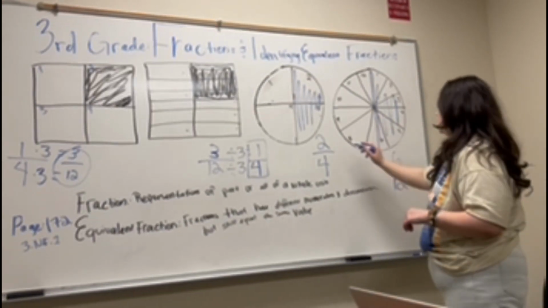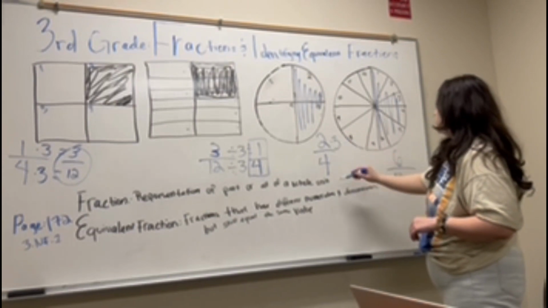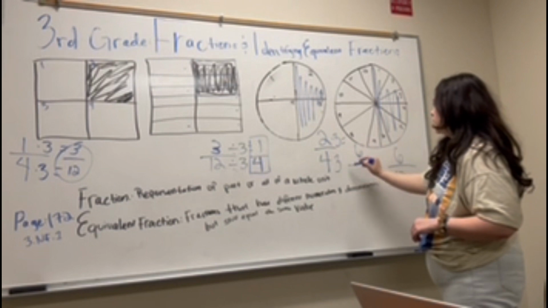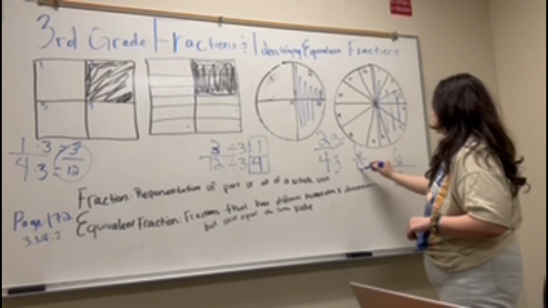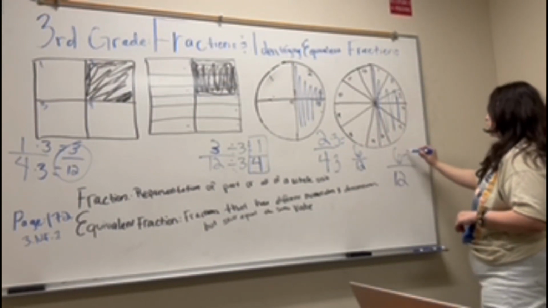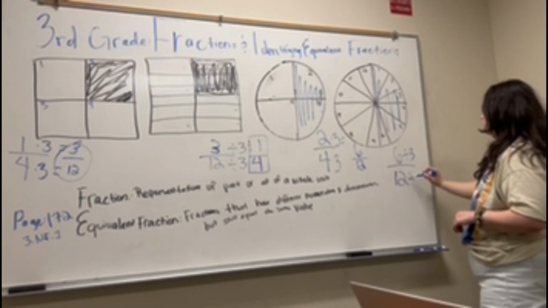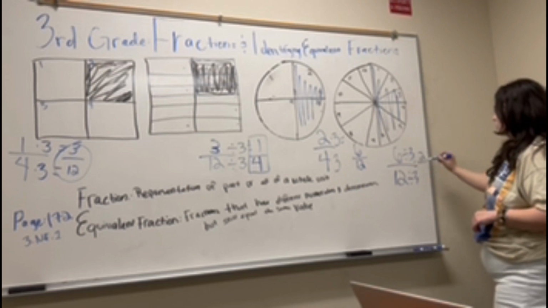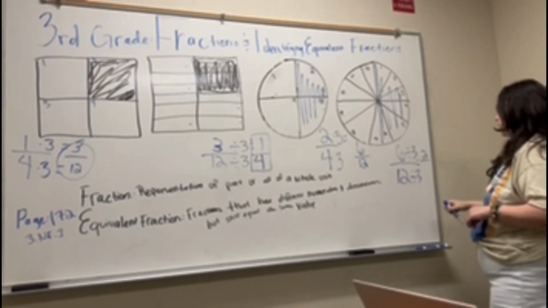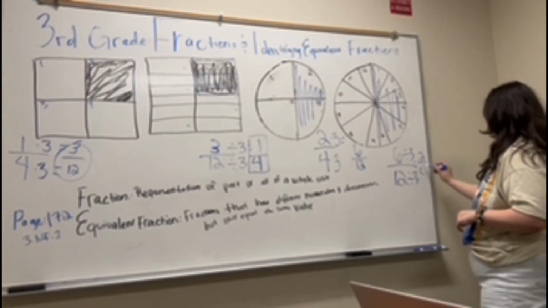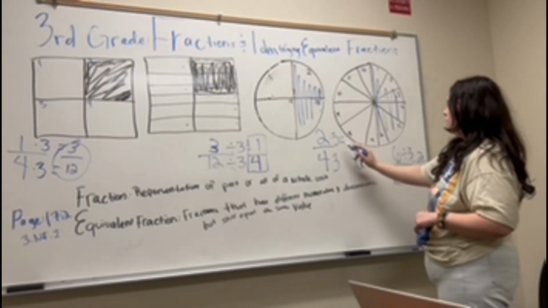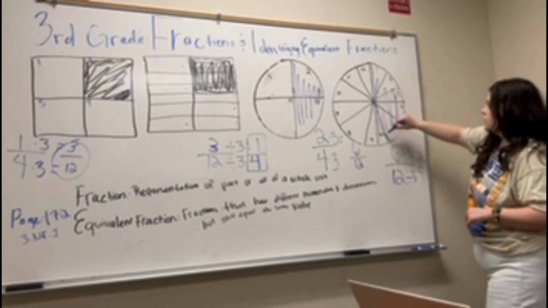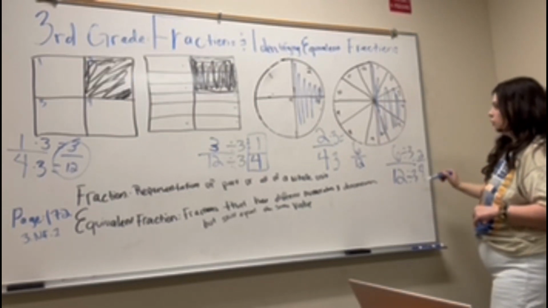So 2 times 3 equals 6. 4 times 3 equals 12. Again, you can do the same thing over here with division. So 6 divided by 3 equals 2, and 12 divided by 3 equals 4. So we know that this is also 6/12, and this is also 2/4.